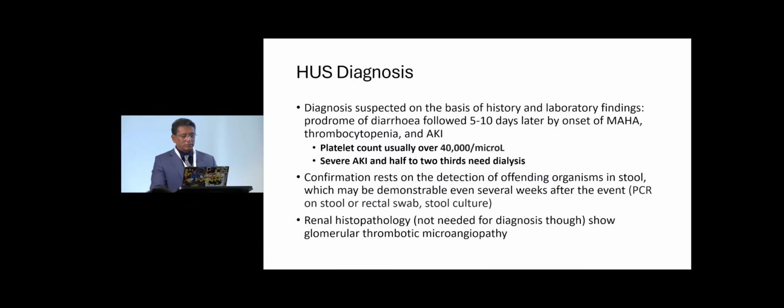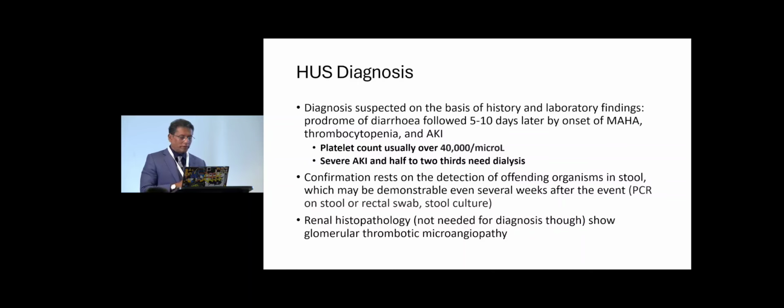So diagnosis is suspected on the basis of history. So 5 to 10 days back, there was diarrhea, then MAHA thrombocytopenia. Now differentiating it from TTP, the platelet count here is not that profoundly low. It's usually over 40,000 and there is severe AKI. Remember in TTP, I said that the creatinine usually does not go over 176 and the platelet will be less than 30,000. So you need to confirm your diagnosis.